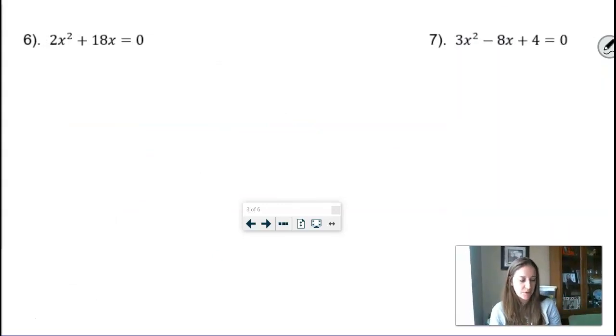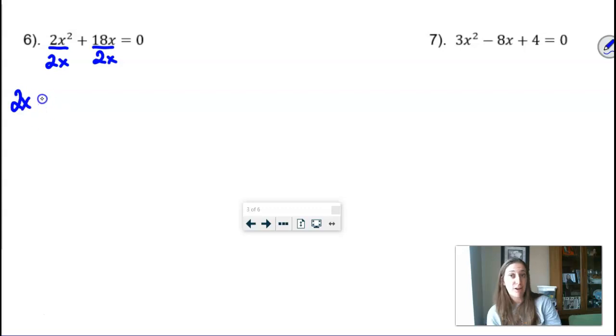Number 6, already set equal to 0. So I'm going to try to factor this, and I think about my steps for factoring. The first thing I look for is a common factor. A common factor here would be a 2 and an x. And this is where it gets a little confusing because a lot of kids think, oh, I'm just going to divide 2x over. You can divide by the 2, but what you can't divide by is the x. If you divide by a variable, you're actually losing a whole set of equation solutions. So instead of dividing it, I'm just going to leave it out in front like we always have.